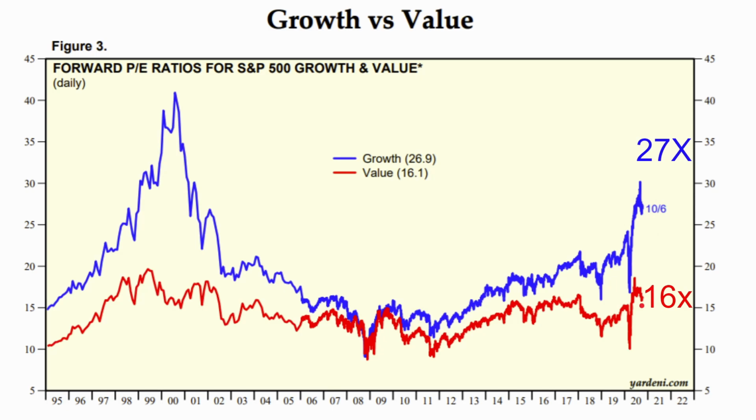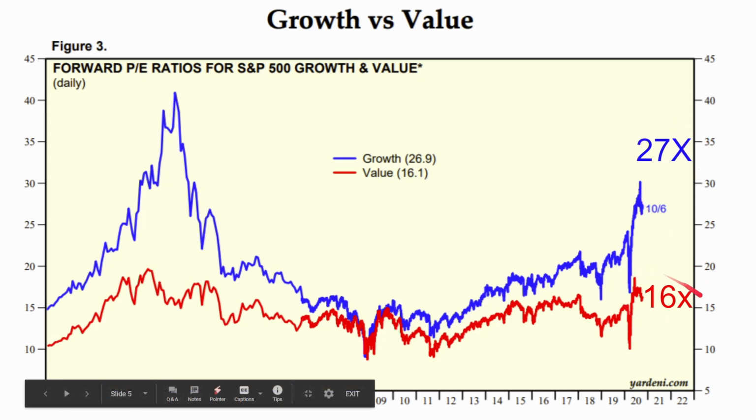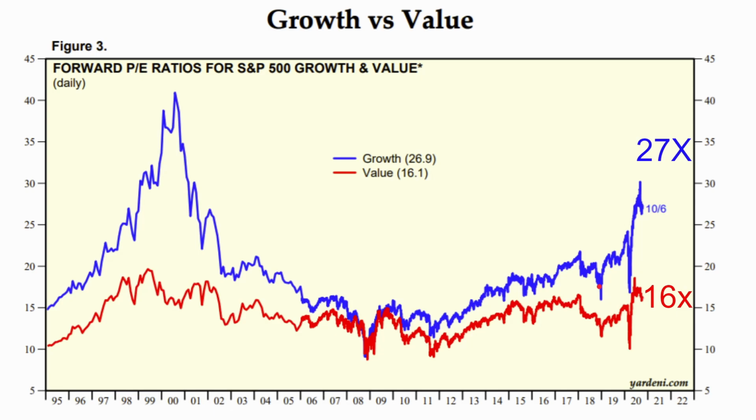And for growth, it hasn't even reached 20. So we can see a big difference in relative valuation of these two cohorts. And we know that many stocks in the growth are much higher than a 27 PE, and many stocks in the value are much lower than a 16 PE, and vice versa. So this is an interesting thing to keep in mind, that relatively speaking, historically speaking, growth is at a very high multiple, whereas value is at a pretty traditional multiple.